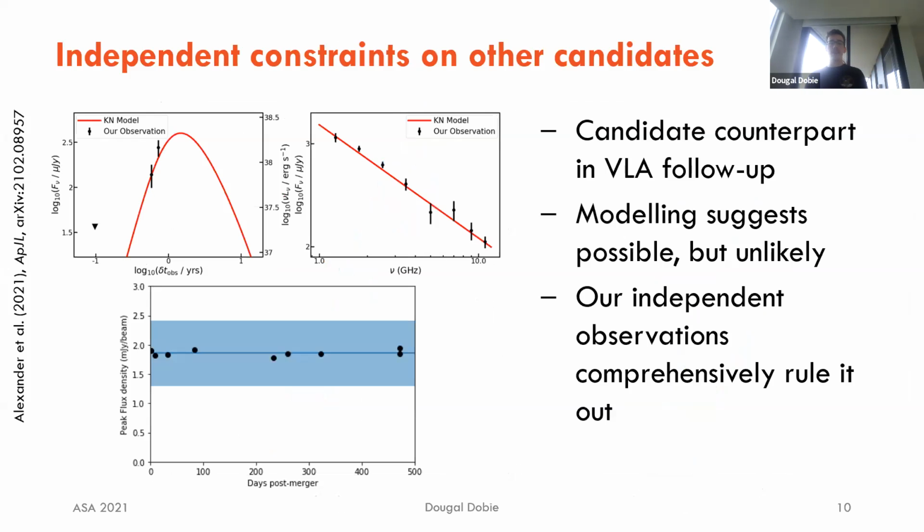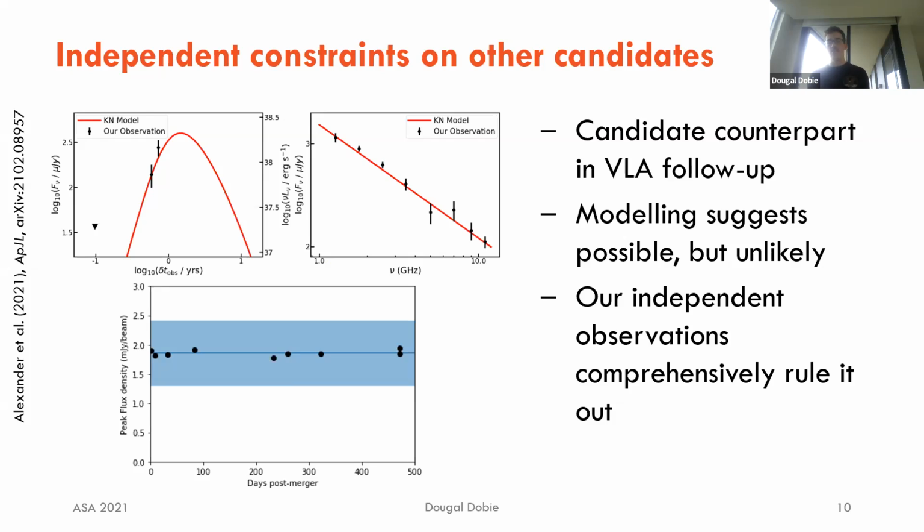So I've got a little bit of time left, and I'd just like to use my final 2 slides today to show the utility of these observations. So the top panel here shows the light curve and spectral energy distribution of a candidate counterpart discovered by a competing group using the VLA rather than ASKAP. And ultimately, they rule it out on physical grounds.